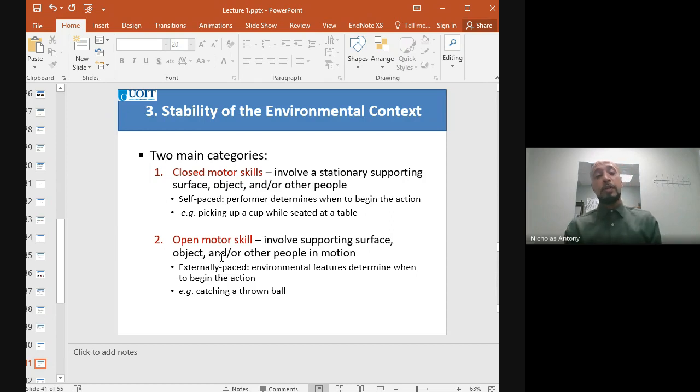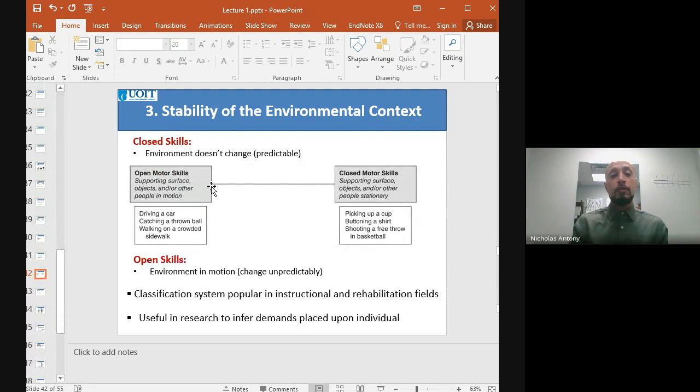So can you guys see the difference between open versus closed skills, and why open skills would, from a motor control perspective, be much more difficult to do and learn than a closed motor skill? So these were the three different one-dimensional systems that were originally used, because they were a very quick way to understand that the control processes in these three different examples are much different: fine versus gross motor skills, discrete versus continuous skills, and then closed versus open skills.